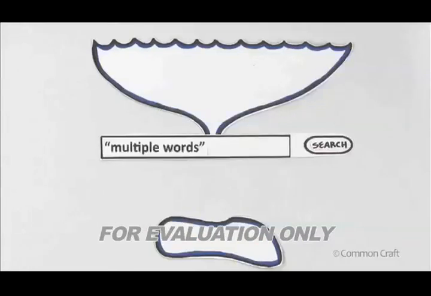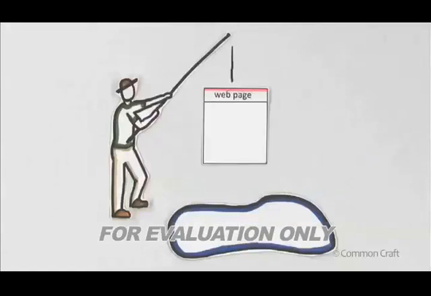By being specific, and using words and symbols that remove useless information, you can find exactly what you need and keep the web from swallowing you whole.